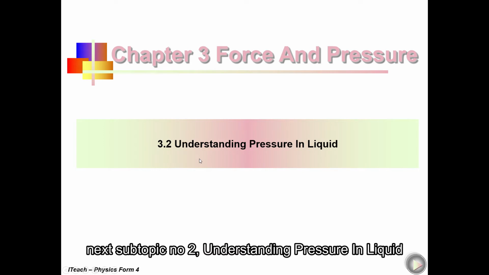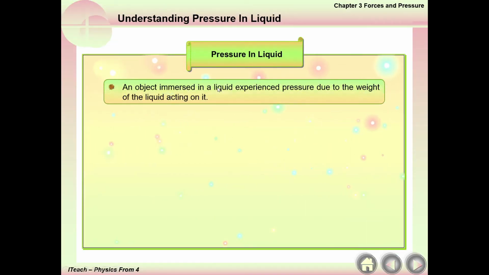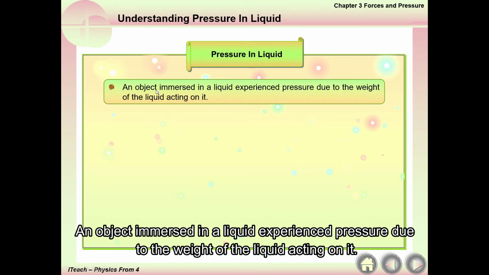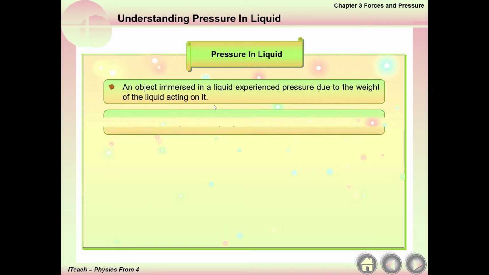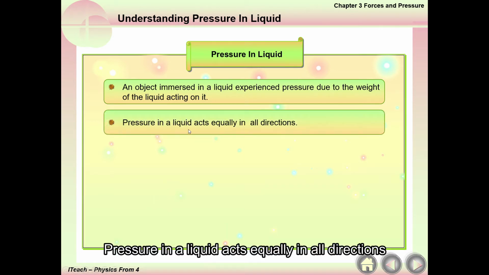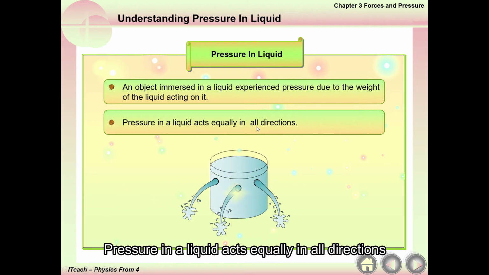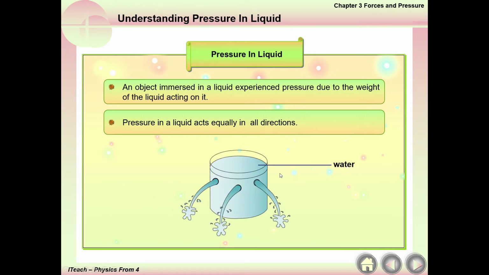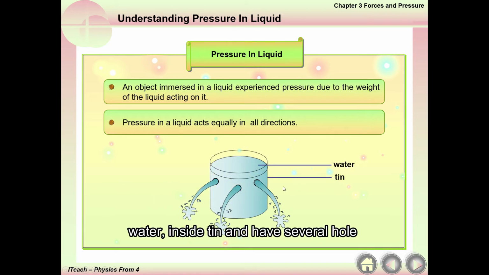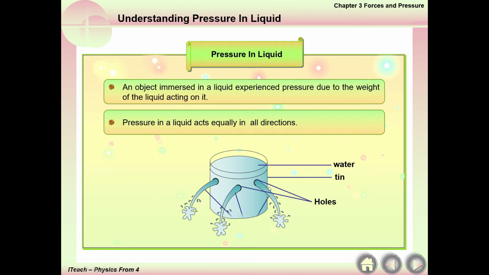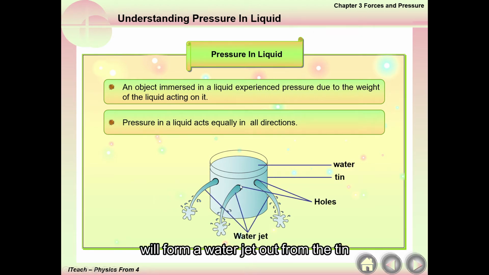Next, subtopic number 2, understanding pressure in liquid. Okay, pressure in liquid. An object immersed in a liquid experiences pressure due to the weight of the liquid acting on it. Pressure in a liquid acts equally in all directions. Okay, example, water in a tin. When there is a hole in the tin, water jets out from the tin.